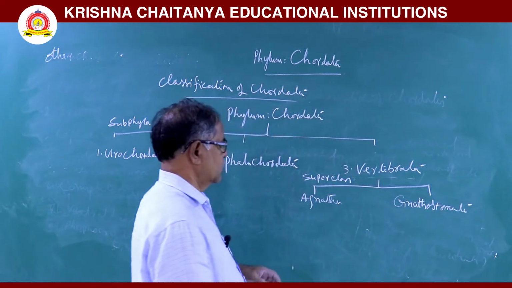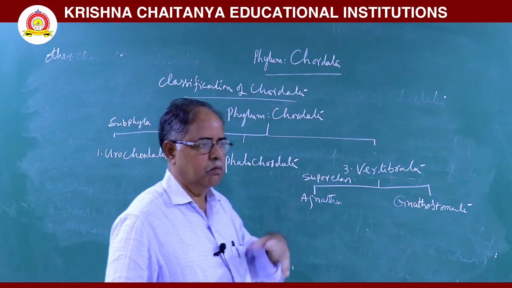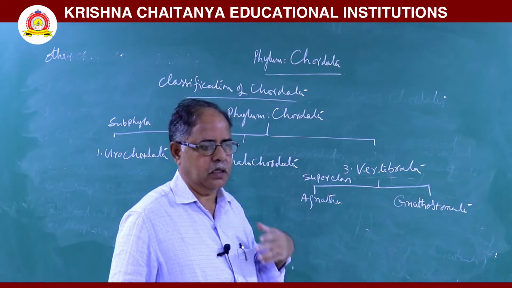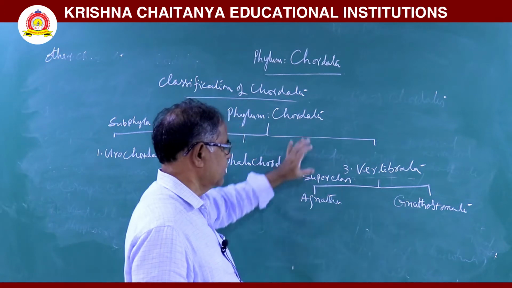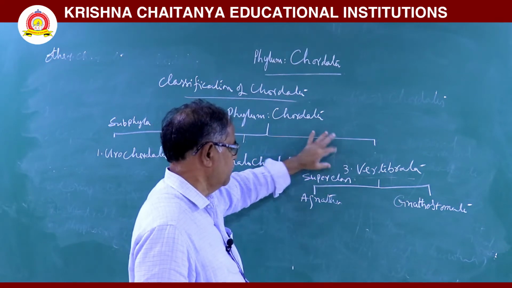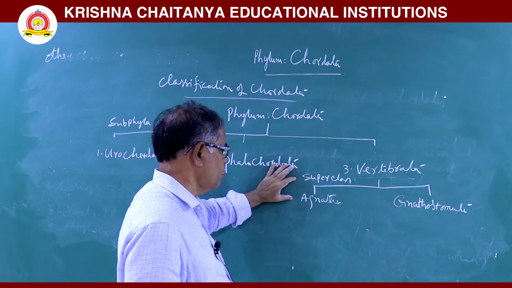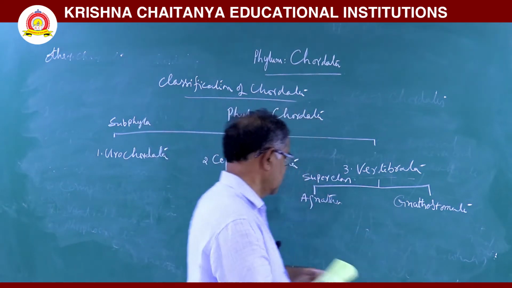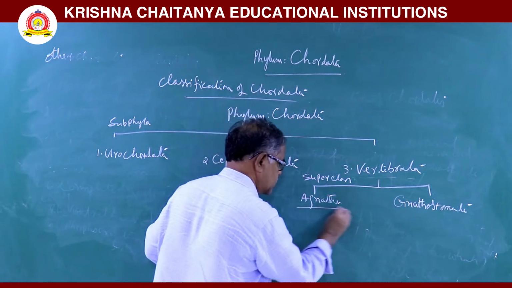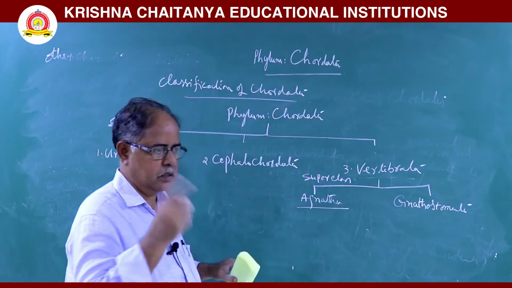Gnathostomata. In some vertebrates, the mouth is not surrounded by jaws. In some, the mouth is surrounded by jaws. By this character, this subphylum Vertebrata is further classified into 2 superclasses. One is Agnatha, second one is Gnathostomata. In Agnatha, the mouth is not surrounded by jaws.